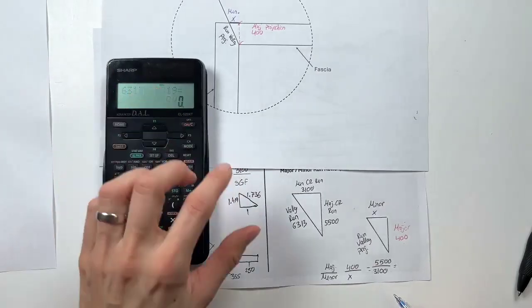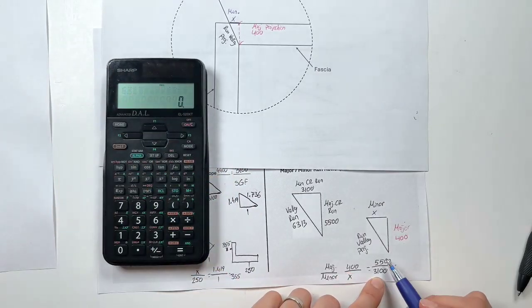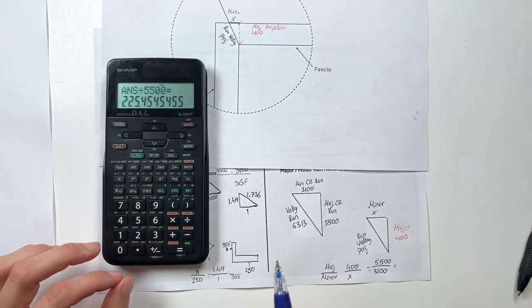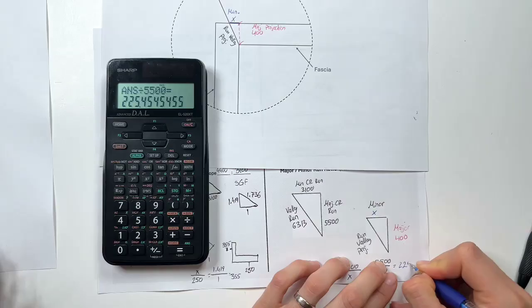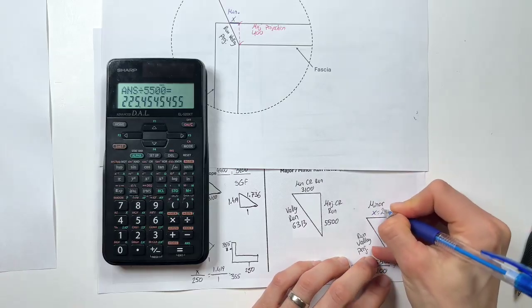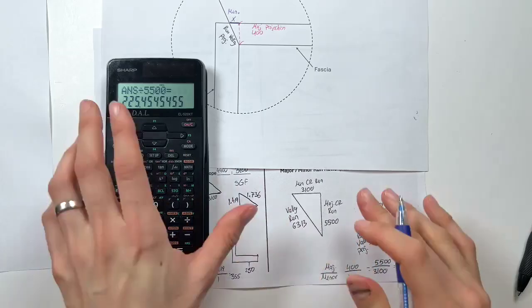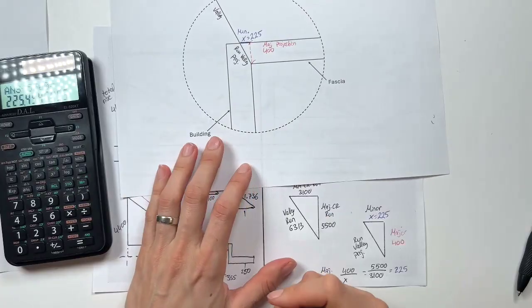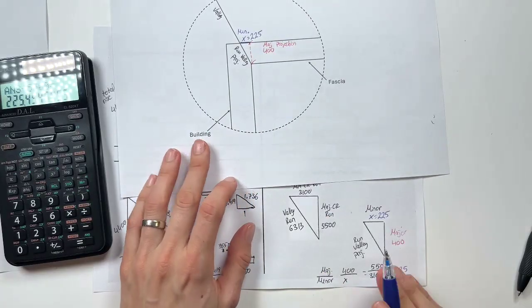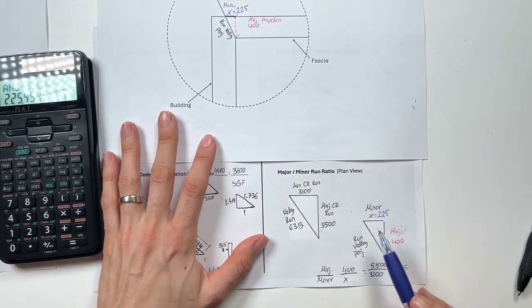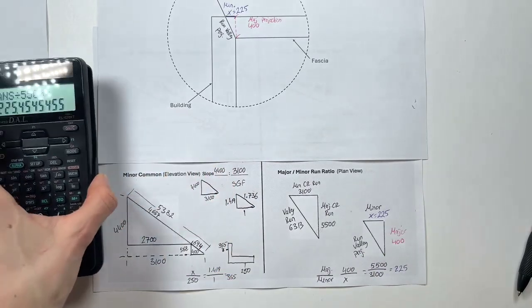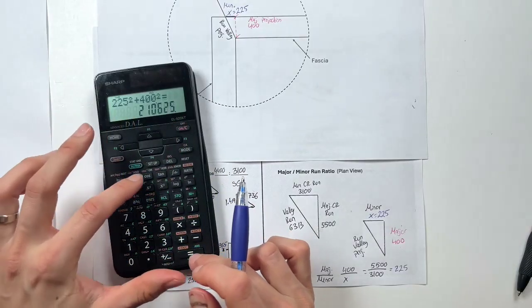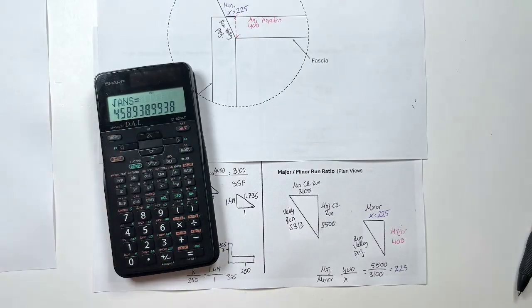So now all we need to do is cross multiply. 400 times 3,100 divided by 5,500, which gets us 225. X equals 225. Amazing. Well, now this looks a whole lot like Pythagorean again, doesn't it? Could we just use that? I say absolutely. So 225 squared plus 100 squared, 459.